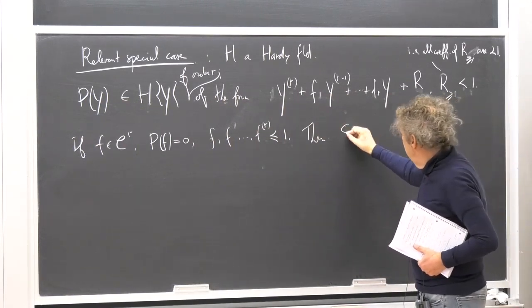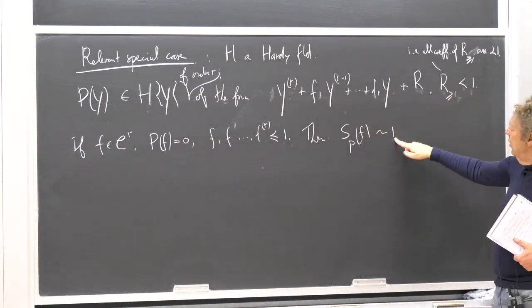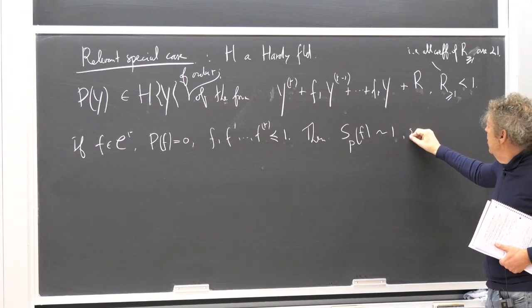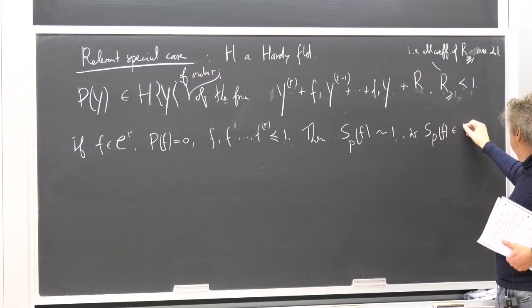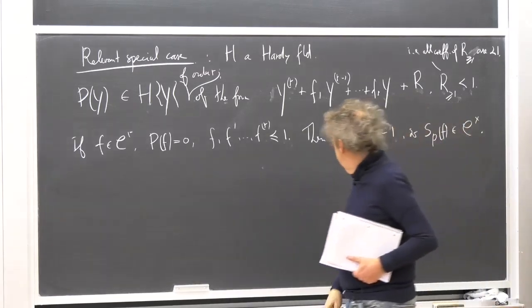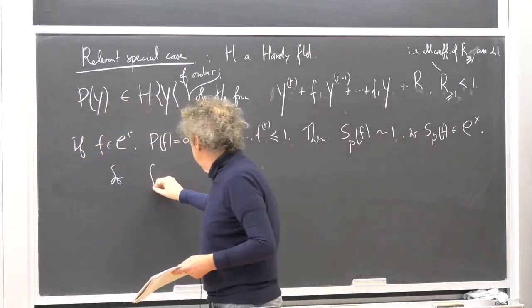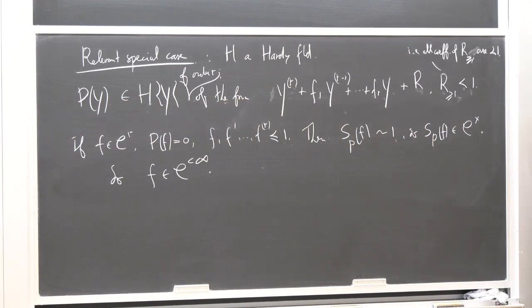So that means that S_P(f) will be asymptotically equal to 1. Right? So in particular, it's a unit. S_P(f) is actually eventually non-zero. And so then we get the conclusion that F is in our ring C^{<∞}. Right. And all that is also again true for the complexification.